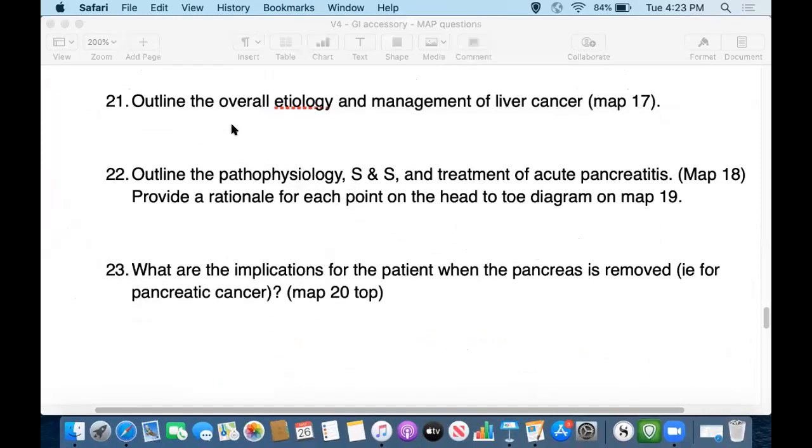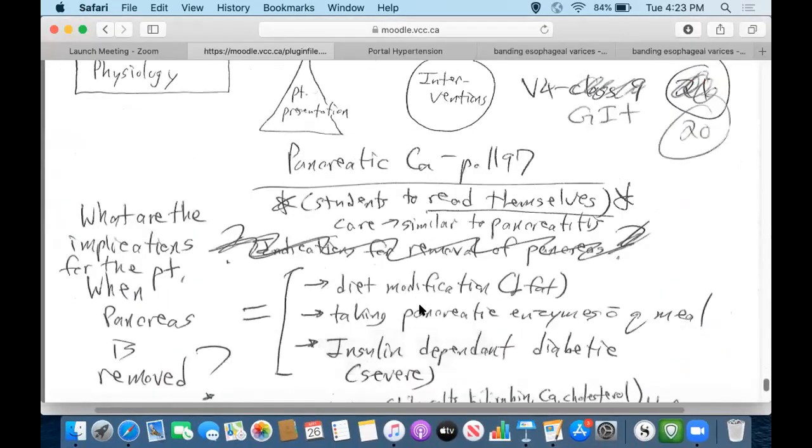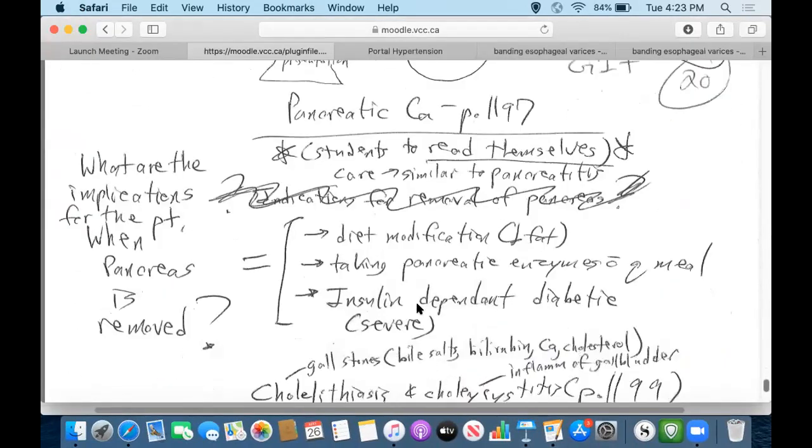Okay, so 23, what are the implications for the patient when the pancreas is removed? Well, like for cancer, for example, if you think about what we just talked about with blood sugars, you're basically turning a person into a serious insulin-dependent diabetic.